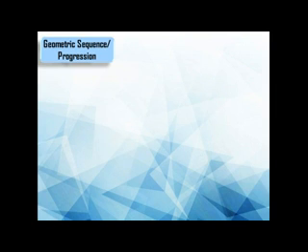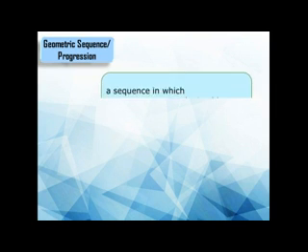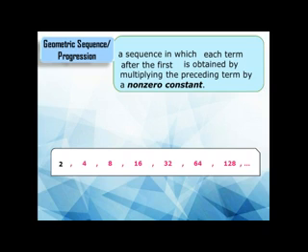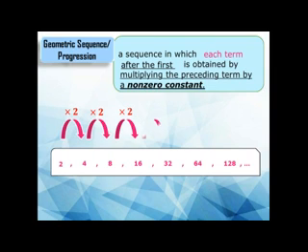In formal definition, geometric sequence or progression is a sequence in which each term after the first is obtained by multiplying the preceding term by a non-zero constant.